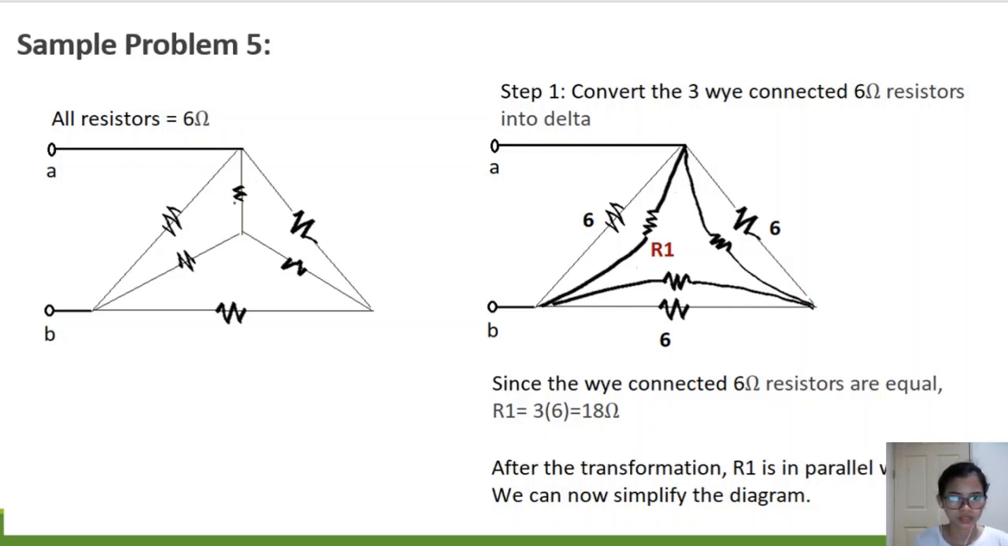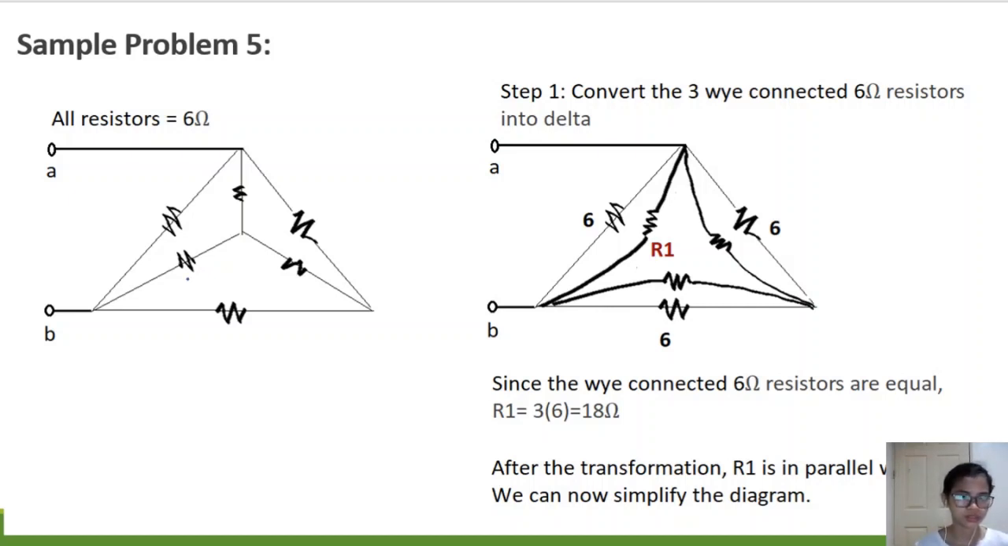This is not series. Why? Because there is a connection here. Not series, they are not in parallel also because there is a connection here. So as you can see, you cannot see here series connected resistors nor parallel connected resistors. So you cannot simplify using those formulas. That's why you need to do a conversion of Y into delta or delta into Y.